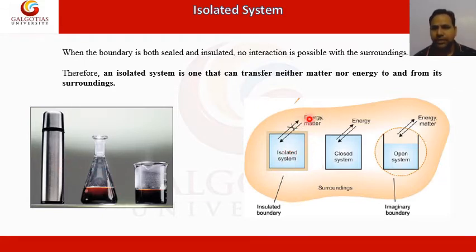So in an isolated system, neither heat nor matter will exchange with its surroundings. This is considered an insulated boundary. A closed system is a system where energy will exchange with its surroundings but matter will not. And the open system is where energy and matter both are exchanged with its surroundings. So there are three types of system, and the isolated system is where neither heat nor matter is exchanged with its surroundings. Now come to the next slide.